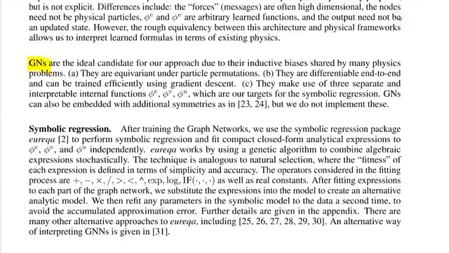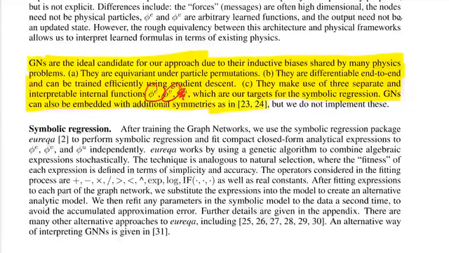So graph networks, they say, are ideal candidates for our approach due to their inductive biases shared by many physics problems. A, they're equivariant under particle permutations. B, they are differentiable end-to-end and can be trained efficiently using gradient descent. And C, they make use of three separate and interpretable internal functions: the edge, the node, and the global model. Now, the global model here isn't really used in the cases we're going to look at, so it's just going to be two different neural networks, which are targets for the symbolic regression. Graph networks can also be embedded with additional symmetries, as in 23, 24, but we don't implement these.